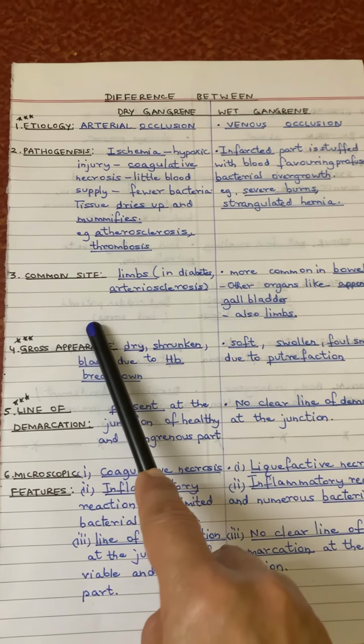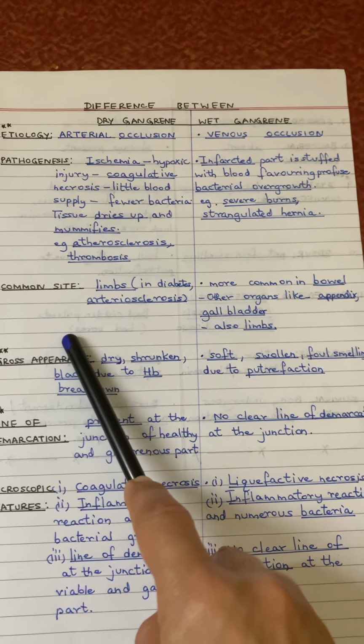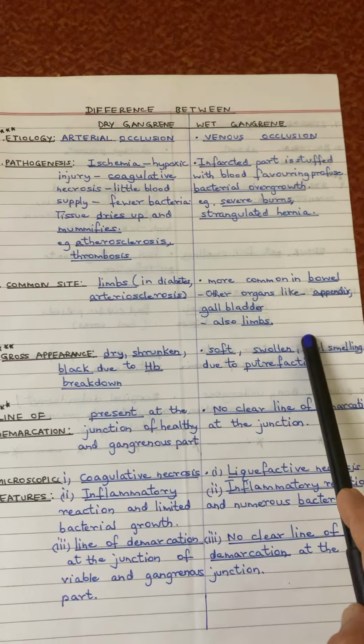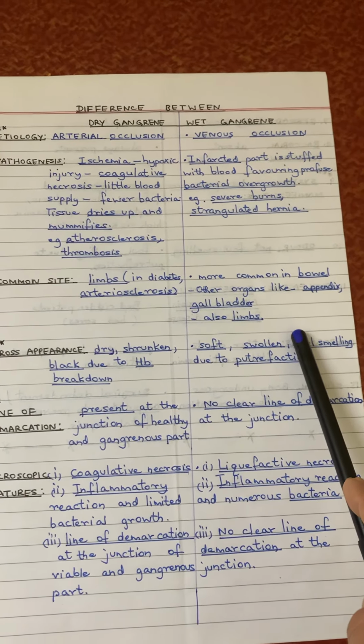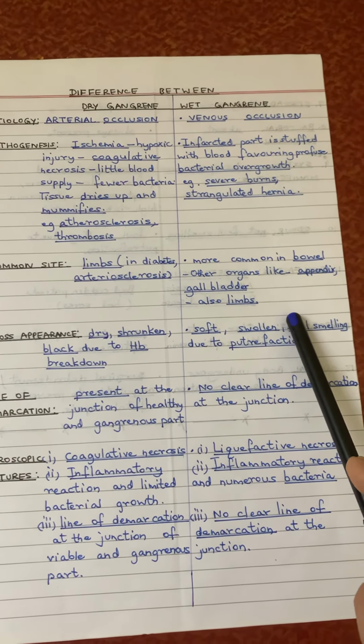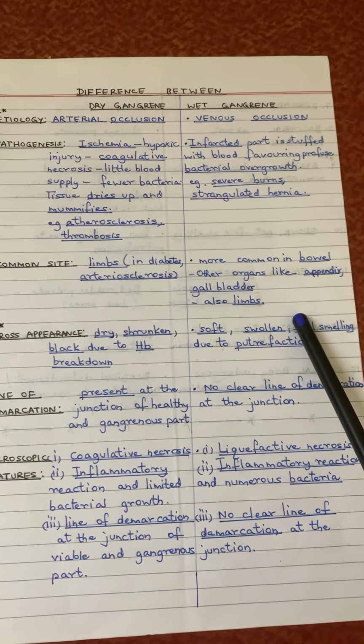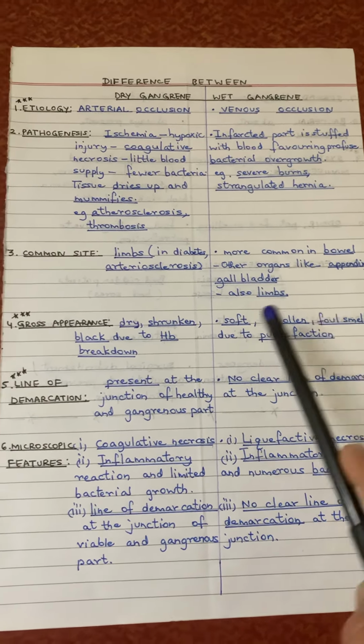Now, what are the common sites where dry gangrene can occur? Limbs, in diabetes and arteriosclerosis. And wet gangrene occurs more commonly in the bowel, but other organs like appendix and gallbladder can also have wet gangrene. Wet gangrene can also occur in the limbs.